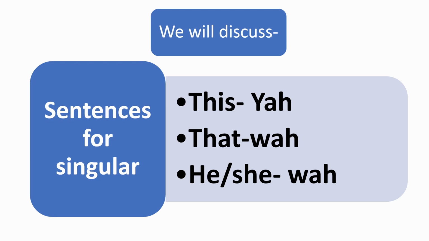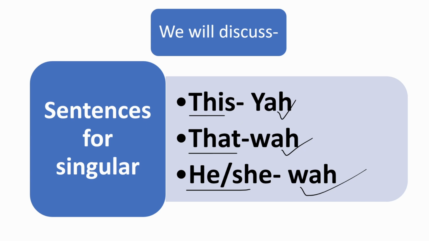Now in this video we are going to learn simple sentence structure for singular subject. Here we will see simple sentences for this, for that, for he and for she. You can see that the meaning of this means yah, the meaning of that is vah, and for he and she we have the same meaning, vah. Please pause the video and write these meanings in your notebooks.